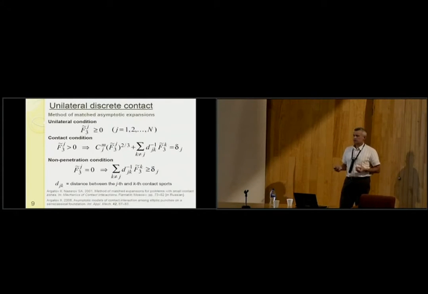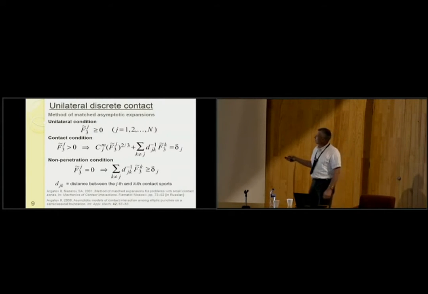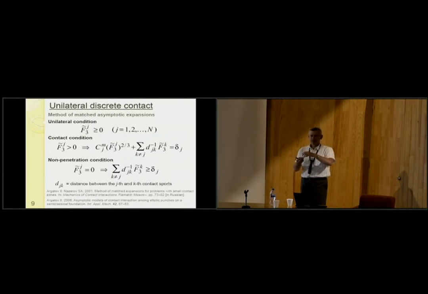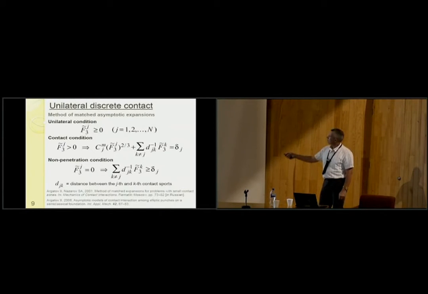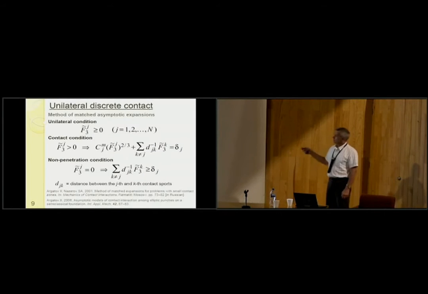allows us to highlight the physics and mechanics of the problem. In particular here, in this equation, the first term comes from local interaction of asperities, and the second term describes their interaction. And due to the fact that asperities are located at different heights, we have a nonlinear problem which is reduced to a variational inequality.